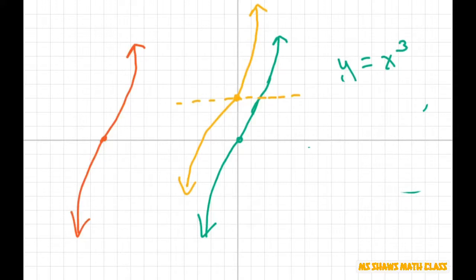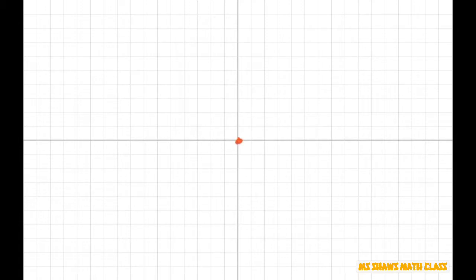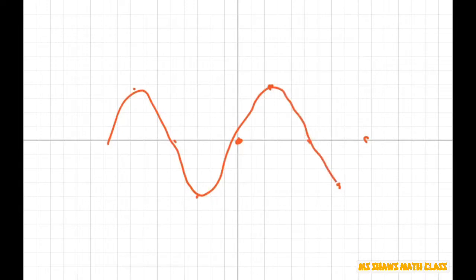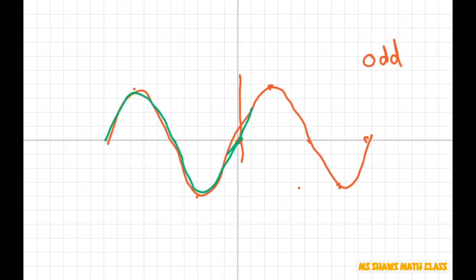Let me clear this. If you know your sine function, I'm just going to estimate this. The sine function looks something like this. This is an odd function because you can reflect it over twice. If I reflect this piece over twice, over the y and then over the x, I'll get this piece here. This should go through the origin. So the cosine function is even.